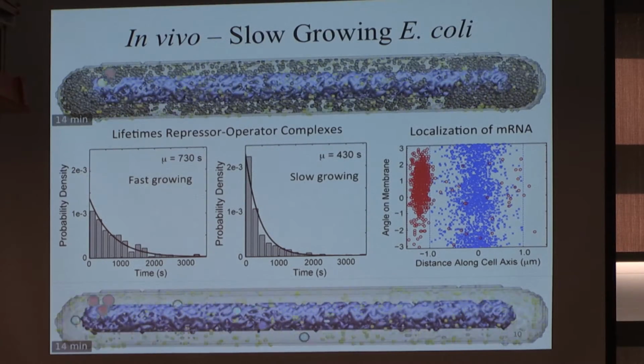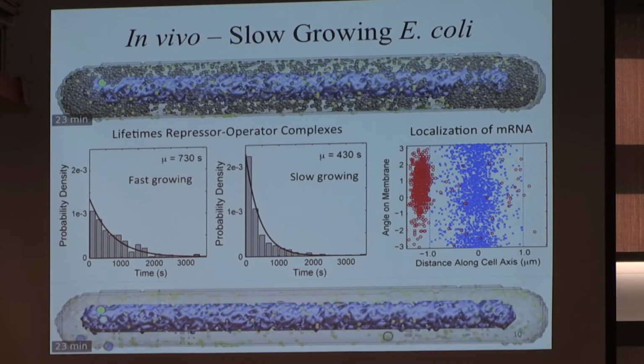And the types of things that you can get out of these simulations are predictions of the lifetime of the repressor sitting on the operator, and also the localization of the messengers. Those are all things that can be tested.